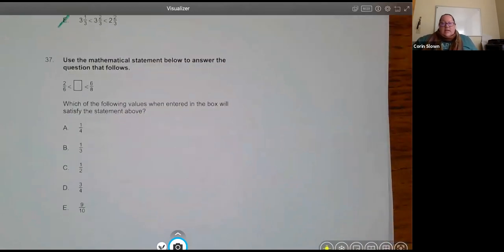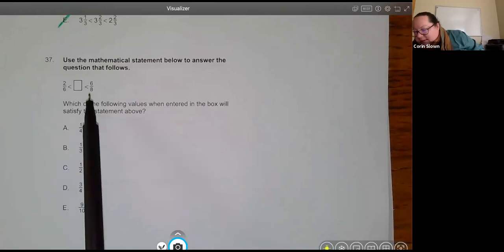All right, let's take a look at 37. So we're going to use the mathematical statement below to answer the question that follows. So we have 2/6, which is less than some unknown number, which is less than 6/8. So which of the following statements, when entered in the box, will satisfy the statement above? Okay, so let's take a look at the following. So we are trying to determine which of these is going to fall between 6 and 8.